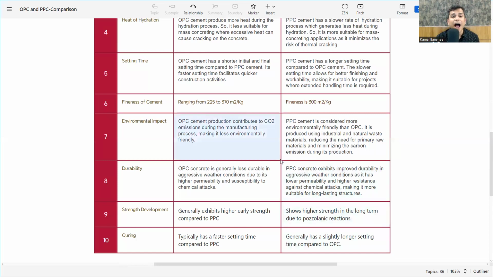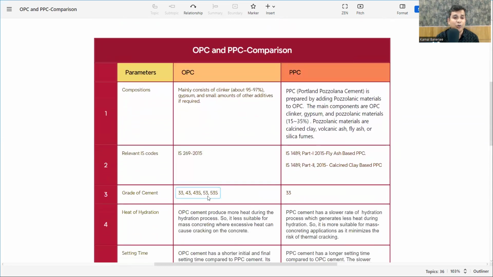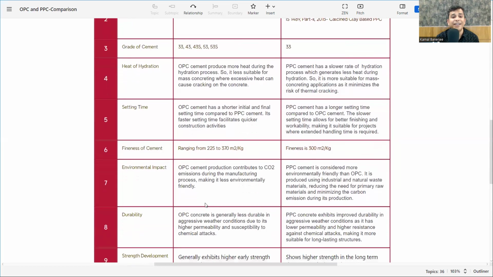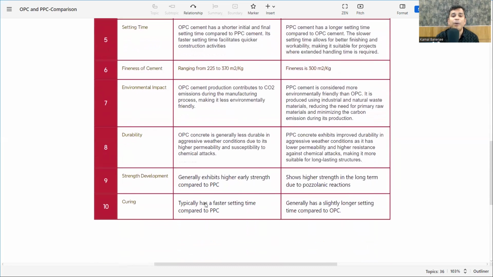So these are the differences between OPC and PPC: composition, IS code, grade of concrete, grade of cement, heat of hydration, setting time, fineness of cement, environmental impact, durability, strength development, and curing.